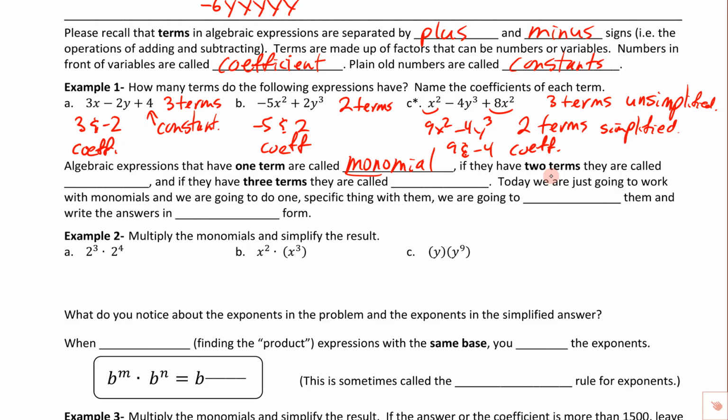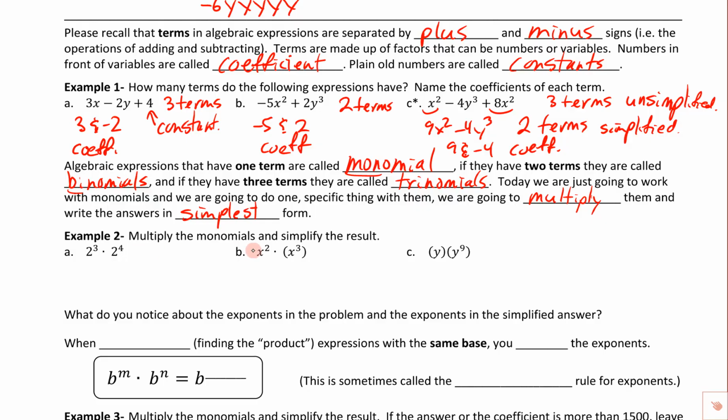If they have two terms, then they're called binomials. And you might be able to guess, mono means one, bi means two, so if they have three terms, then they are called trinomials. Now, we're not going to deal with a bunch of binomials and trinomials this year, but you will deal with those in the coming years. We're going to deal with monomials for the time being. So today, everything we're going to do is dealing with monomials, and we're going to do one specific thing with these. We are going to multiply them, and we're going to take the answers and write them in simplest form. So we're going to make sure that our answers are written as simply as possible.